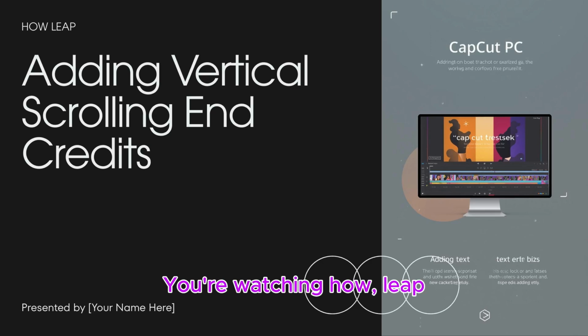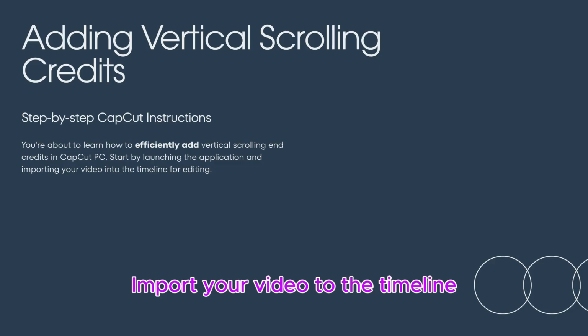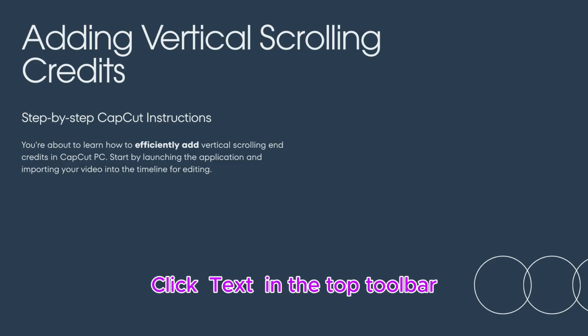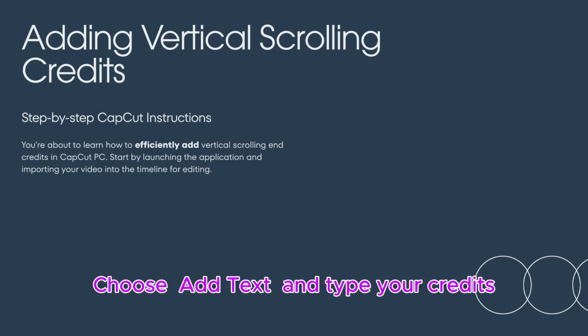You're watching how to add vertical scrolling and credits text in CapCut PC. Open CapCut on your computer and create a project. Import your video to the timeline. Click text in the top toolbar. Choose add text and type your credits.